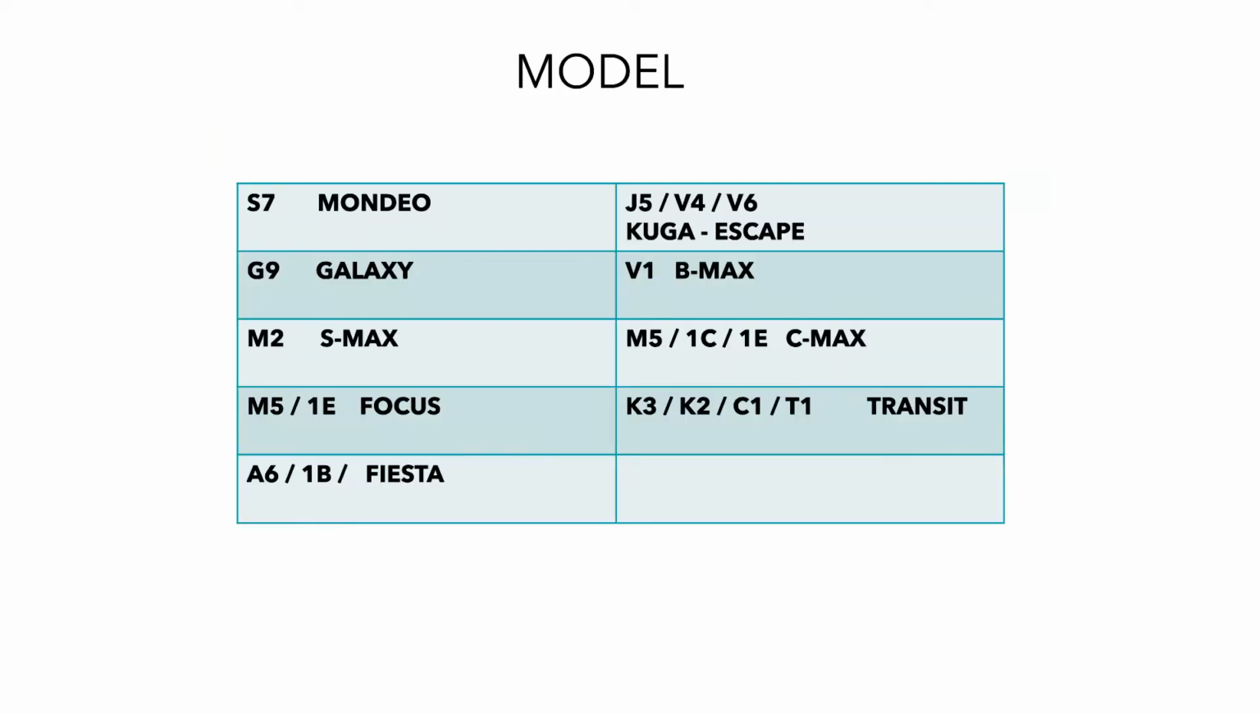So we're just going to look at models. Now, there's no real easy way to explain this. This is just a quick table I've drawn up. There's no rhyme or reason to the model codes. This table only really relates to UK Ford vehicles. So obviously you've got Mondeo, S7, Galaxy, G9, S-Max M2, B-Max V1. There's a lot of crossover with different models, so like Focus and C-Max, loads of the parts are the same in those models. And obviously the American models like Mustang and the Escape are going to have their own model codes. It doesn't matter too much. But yeah, these are the model codes. It's just a quick table for you to look at.